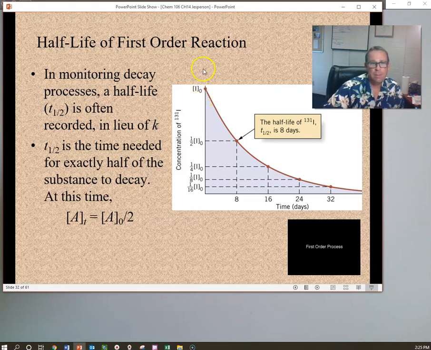That means the amount of time it takes to remove half of its material is the same amount of time it'll take to remove half at any given point, right? So going from 100%, let's say, down to 50%, if that takes one half-life, then going from 50 down to 25% will take the same amount of time, a second half-life. That's only true in these first order reactions.